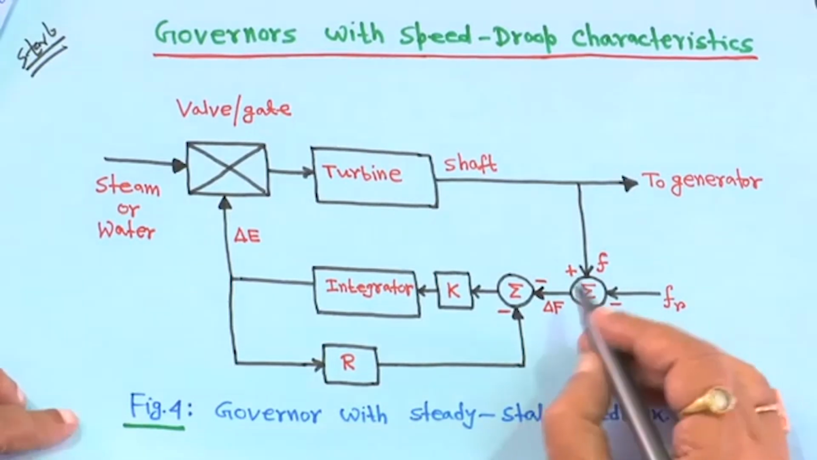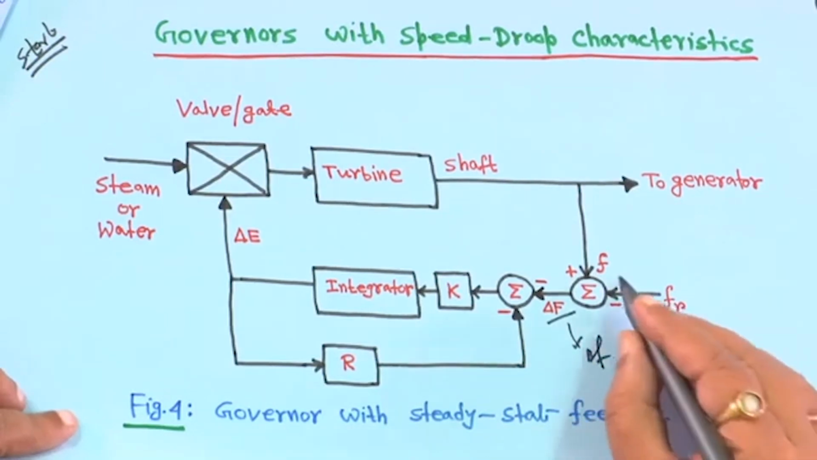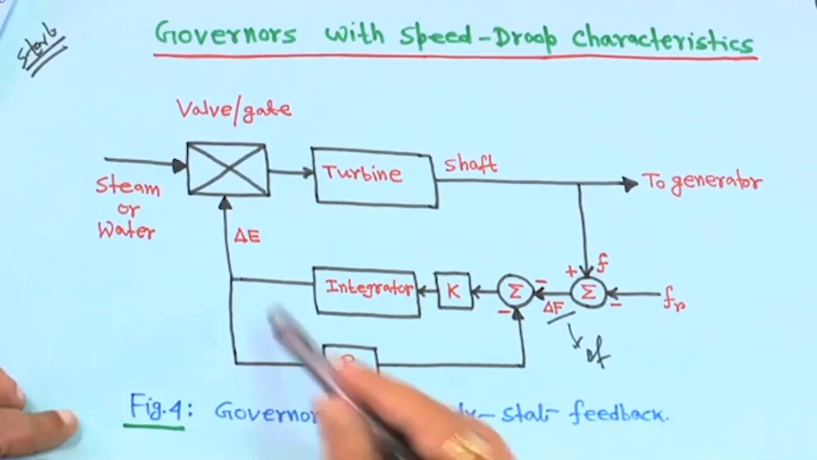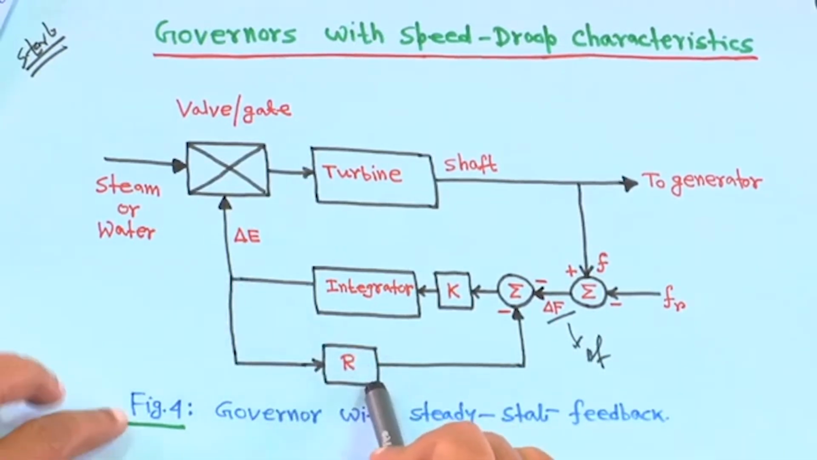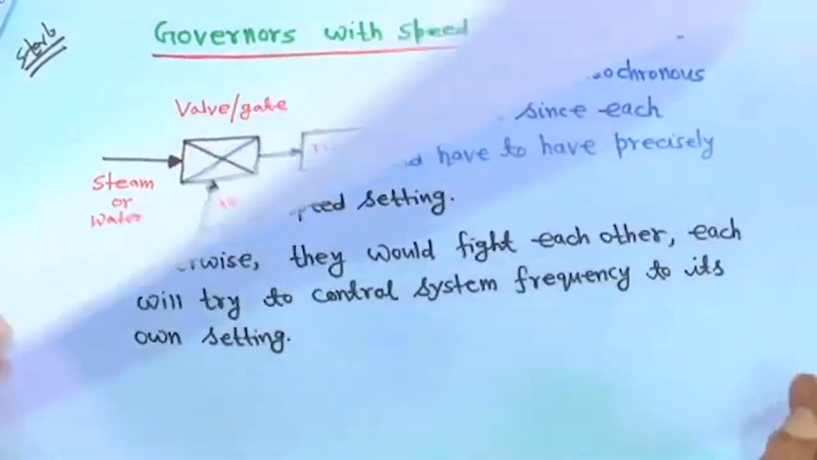I have written delta f in capital, but we can take delta f small, because this is small. It does not matter whether it is capital or small, both are the same. And this additional feedback, the speed governing parameter R, which we call the speed regulation parameter, is taken. Now, what will we do?